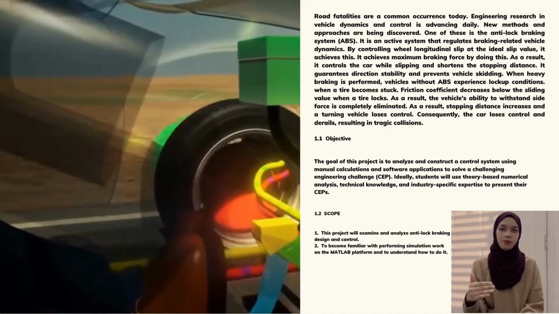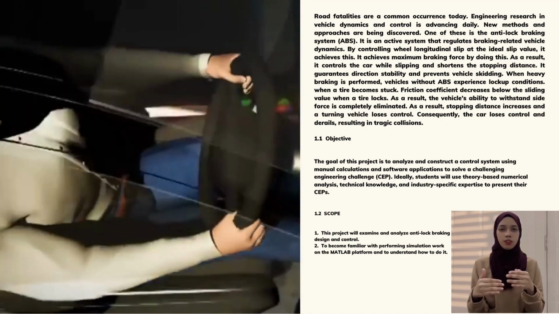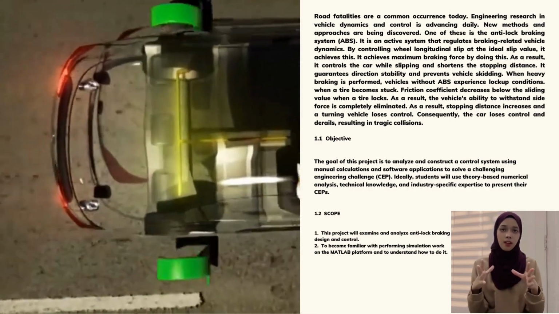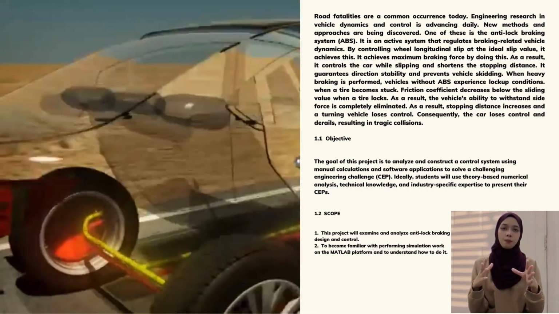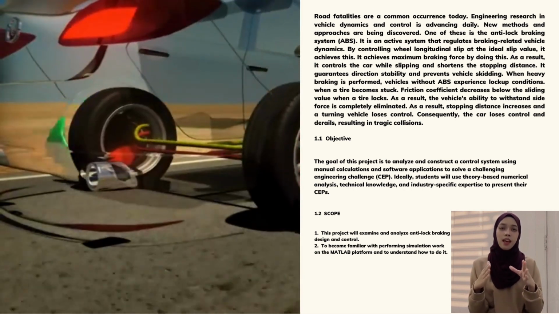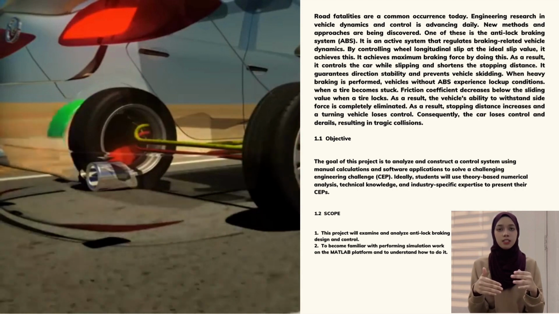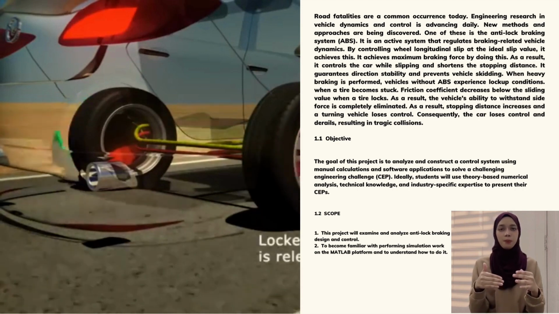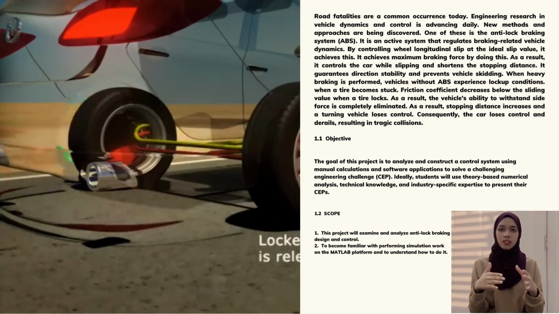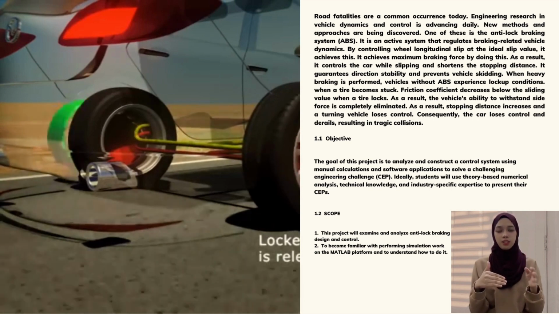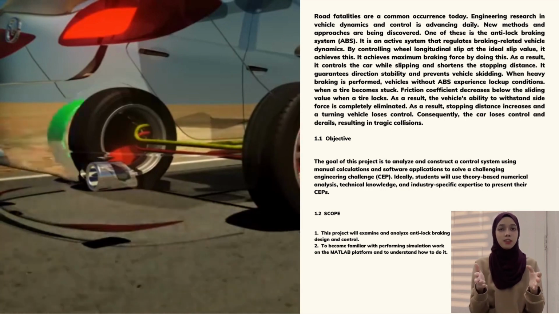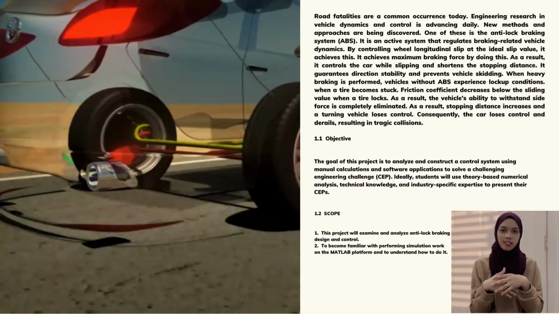When heavy braking is performed, a vehicle without ABS experiences lockup conditions. When a tire becomes stuck, the friction coefficient decreases below the sliding value. When a tire locks, the vehicle's ability to withstand side force is completely eliminated. As a result, stopping distance increases and a turning vehicle loses control. Consequently, the car loses control and derails, resulting in tragic collisions.